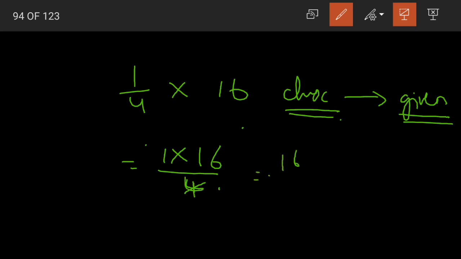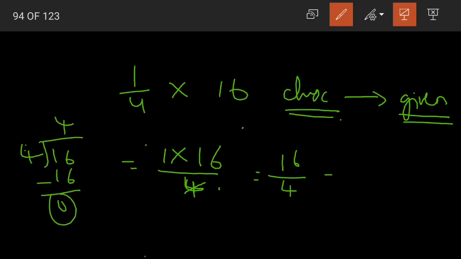16 divided by 4. We know that when we multiply 16 by 4, 4 4s are 16. The remainder is 0. The answer is 4. So 4 chocolates are to be given by me to my sister. Understood, children? It is a very simple question.